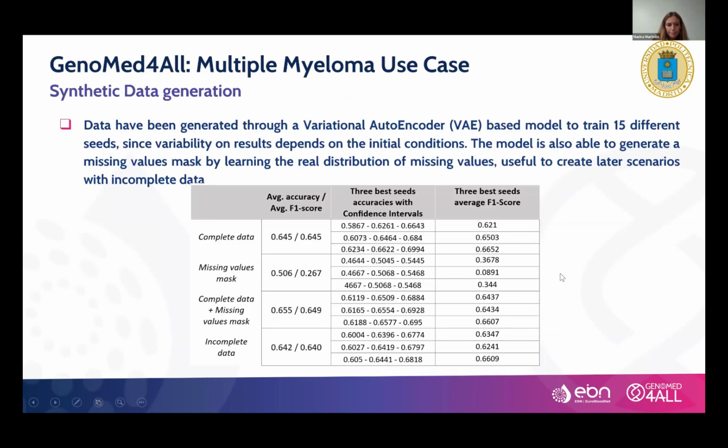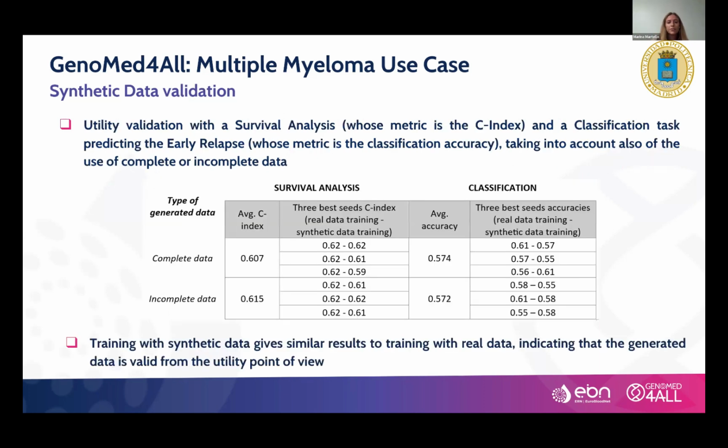approximately patients. The synthetic data generation has been done through a machine learning model that is a variational autoencoder model that is able to train 15 different seeds. The model, as you can see from this slide, is also able to generate a missing value mask that can reproduce the real-life situation. And after generation, these synthetic data have been validated also to test their validity.